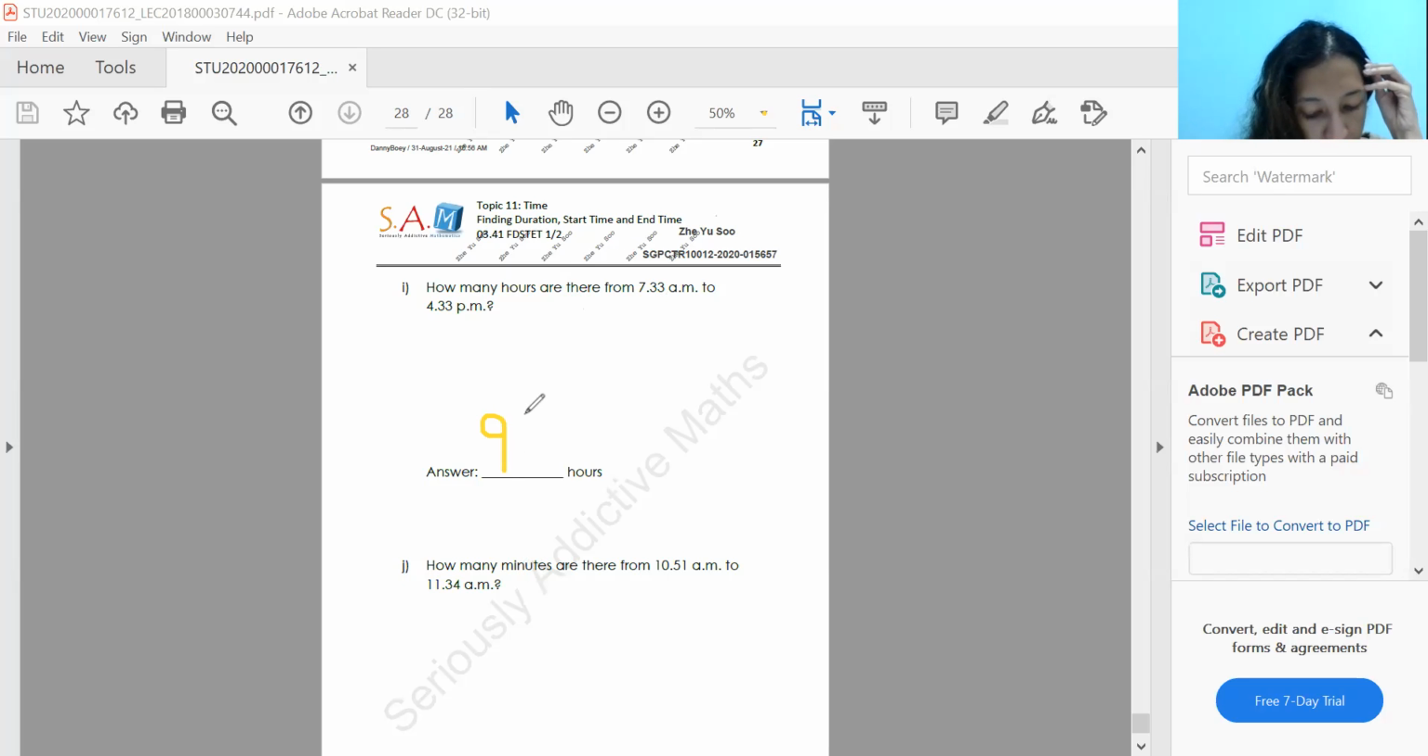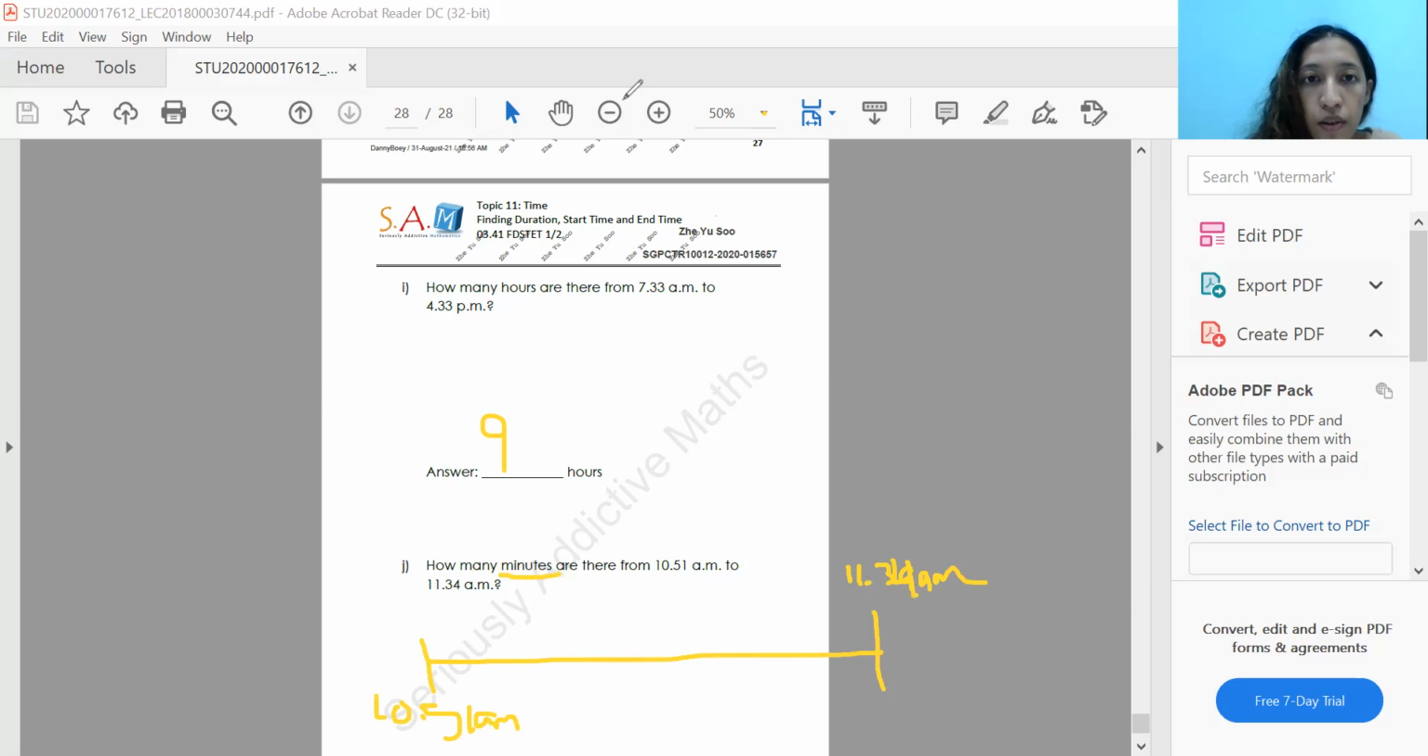I hope you got that. And then here, how many minutes are there from 10:51 a.m. to 11:34 a.m.? So it's better to draw a timeline because they're asking you in minutes. So it's better to separate them up. So 10:51 to 11:34. Okay, so 10:51, let's do 10:55. Okay, how many minutes is that? 51, 52, 53, 54, 55. 4 minutes.